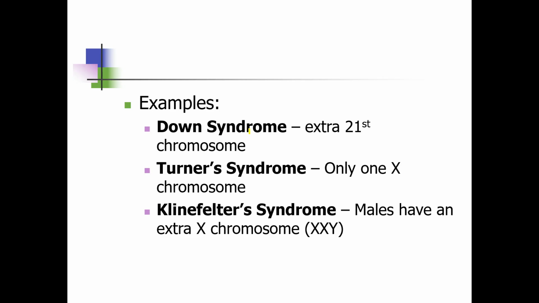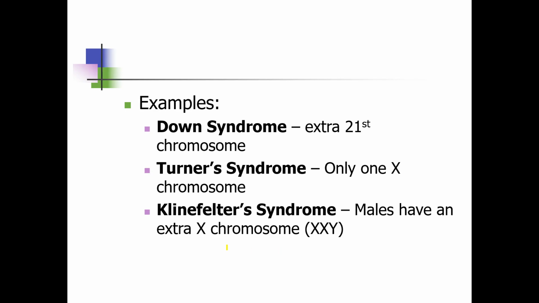Now, these are just a few common examples of aneuploidy. You have Down syndrome, which is also called trisomy 21. You have Turner syndrome, which is a female that only has one X, and then Klinefelter syndrome, where you have a male that has an extra X. A lot of times these people don't even realize they have it. It's relatively mild. But there's other examples.